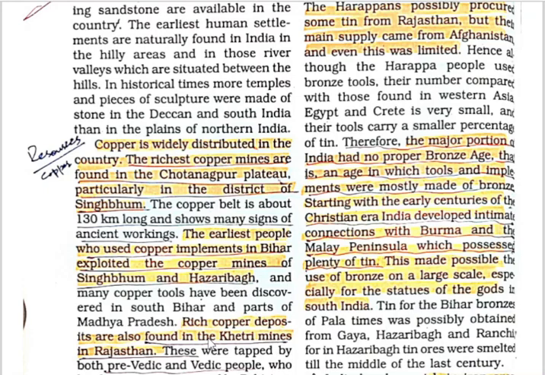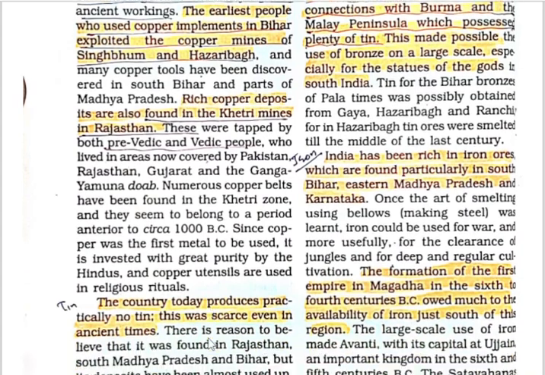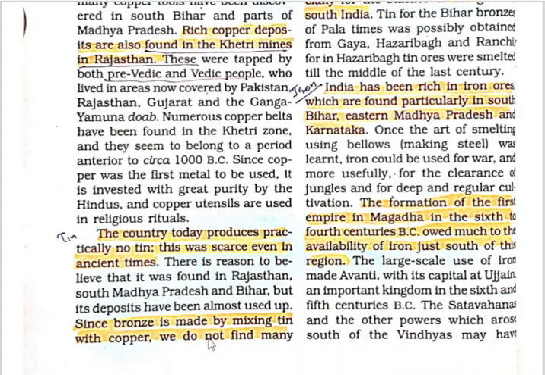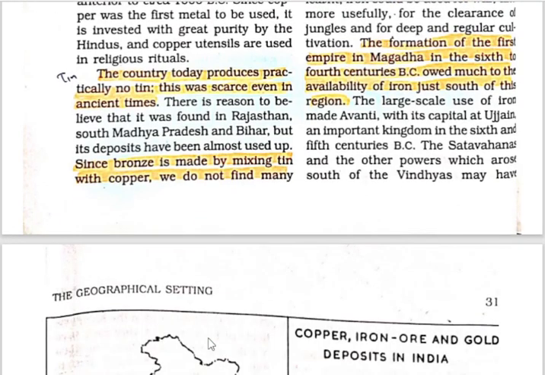statues were being made in the country, especially during the time of the Cholas. So that tin was procured from Burma and the Malay Peninsula after we developed intimate connections with them. Now, iron. India has been rich in iron ores, which are found particularly in South Bihar, Eastern Madhya Pradesh, and Karnataka. So, the formation of the first empire.